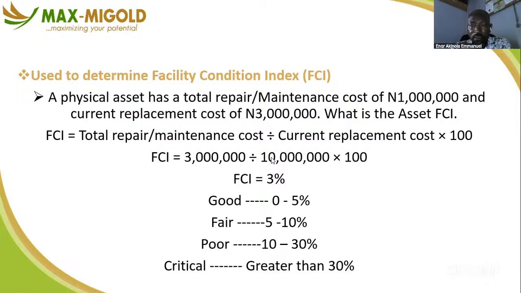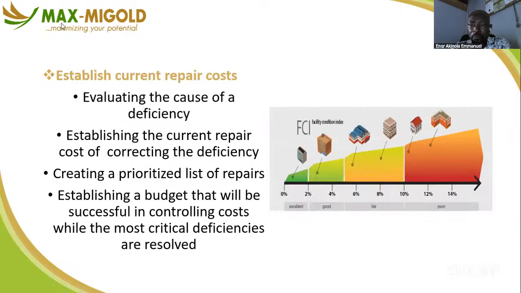And let's look at this. This is your facility condition index. When you have between 0 and 2%, that means your facility is in an excellent condition. When you have between 2 and 5, it tells you your facility is in good condition. Between 5 and 10, the facility is still in fair stage, but not good, not excellent. Anything above 10 tells you that the facility is completely in a poor condition, and the best you can do is to go for an outright replacement.